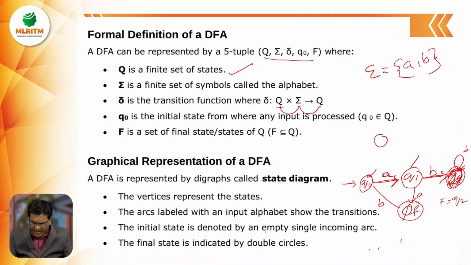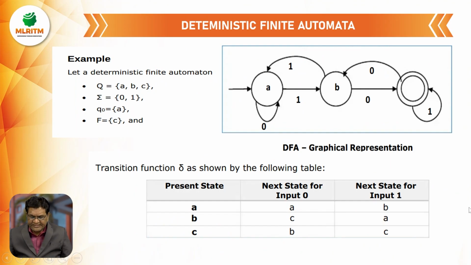The initial state is denoted by an empty single incoming arc. This Q naught is the initial state. And for the final state, every NFA and DFA must have a final state. The final state is indicated by a double circle. As per this transition diagram, Q2 is a final state because it has a double circle. This is the concept of DFA.